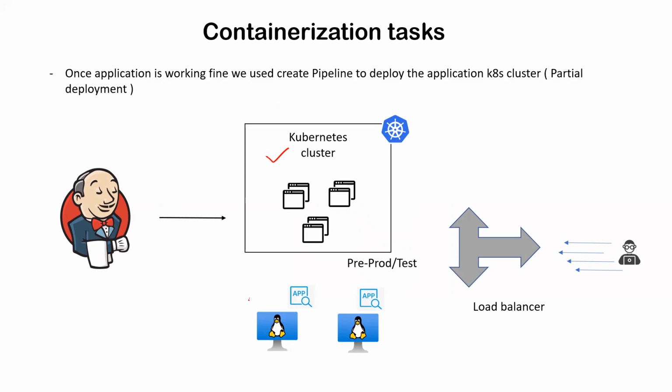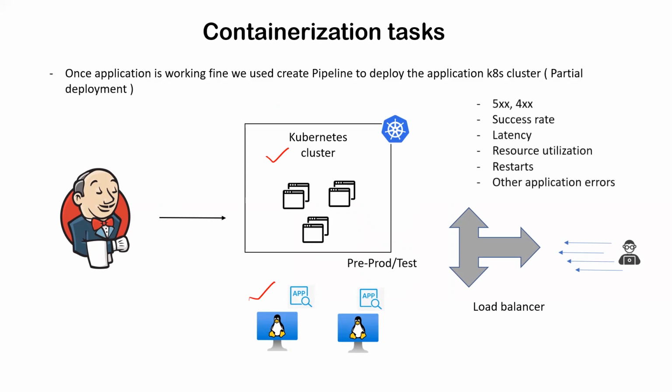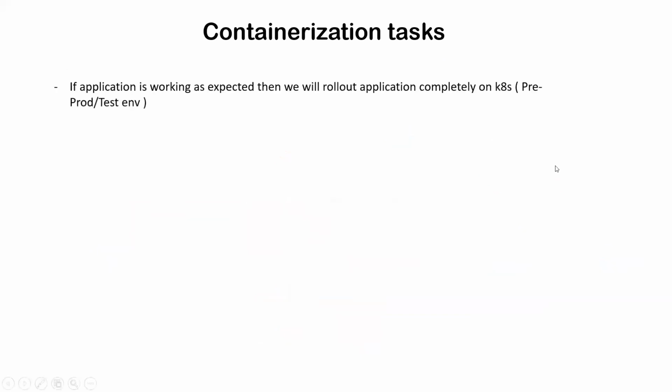Other application instances will still be on the virtual machines for a couple of days. In these couple of days, we will monitor application pods to check whether it is working the same as the VM or not. So while monitoring, the important metrics that we will monitor were number of 500 errors, 400 errors, success rate, latency, memory utilization, CPU utilization, and number of restarts and other application errors as well.